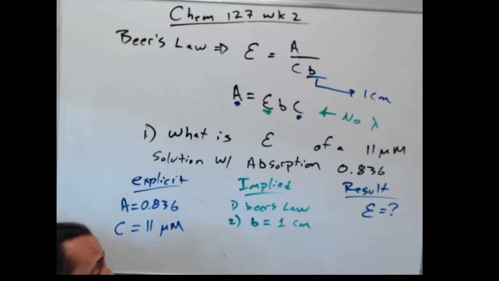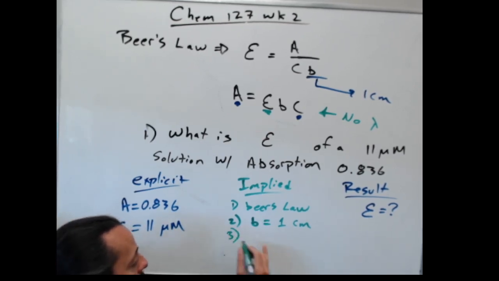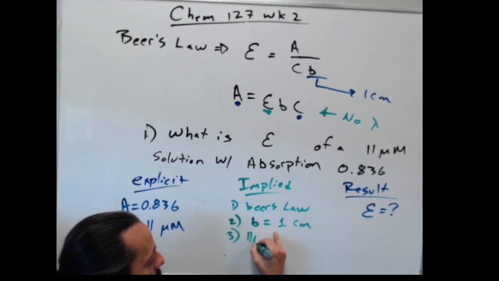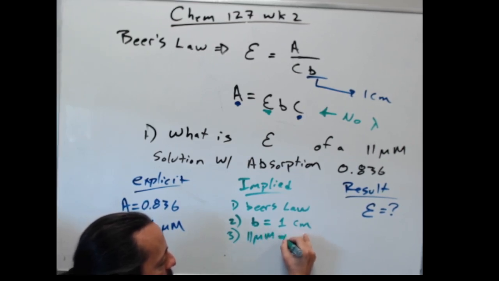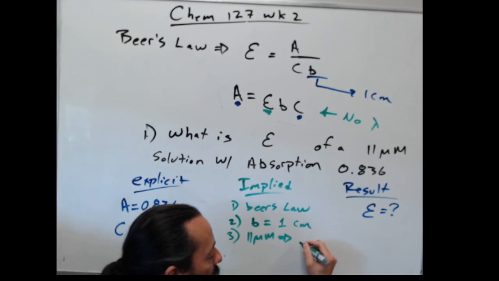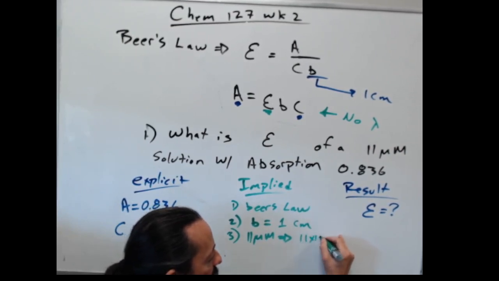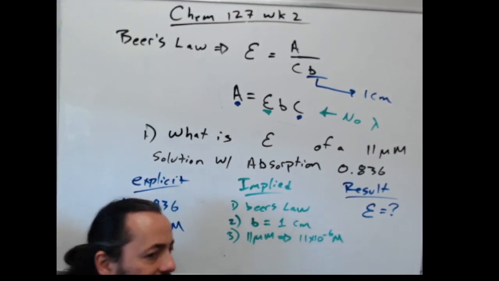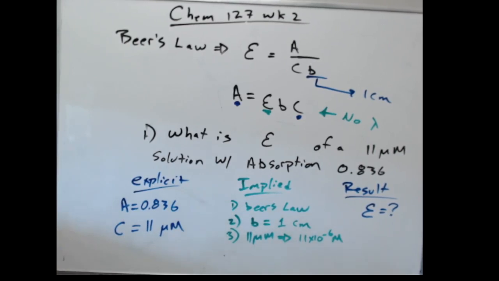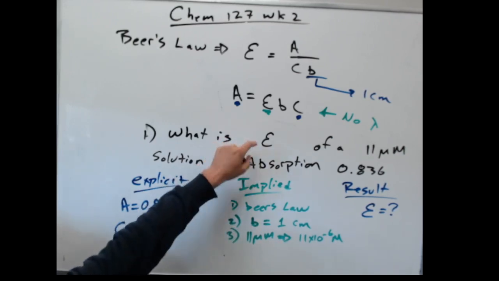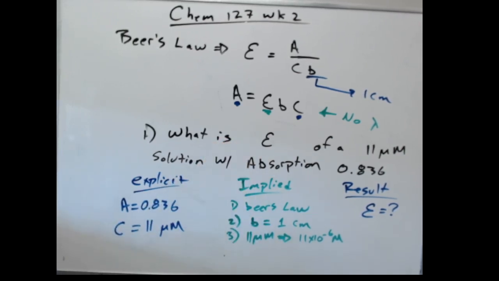Last thing that it assumes we know: that 11 micromolar is 11 times 10 to the minus 6 molar. There's no place where they told us to do a conversion, and no place where they said, don't forget to convert your units. But that's something that we should know. The molar absorptivity is usually given in units of concentration, so I need to do that conversion.